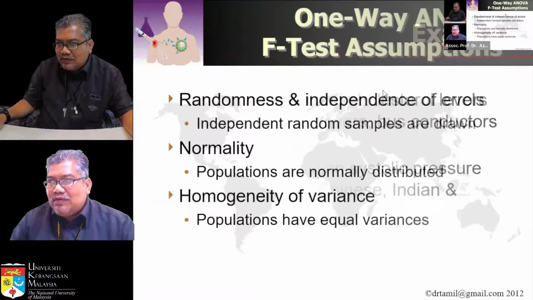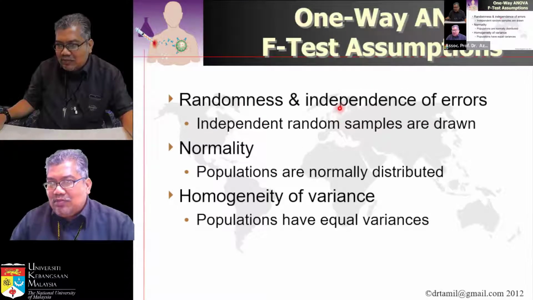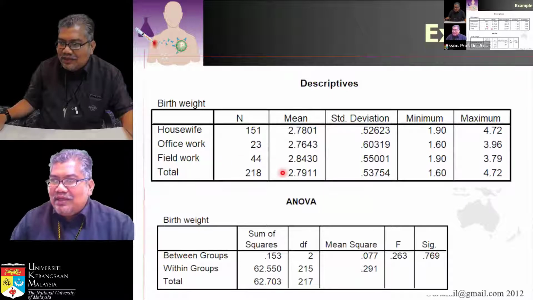I need to go fast. So basically, same thing: normally distributed, homogeneity of variances. Okay, so here's the example: the birth weight of babies. You can see if you are a housewife, the baby is bigger compared to you working in the office. But of course, the biggest baby is for those working as rubber tappers, in the paddy fields. So your babies are bigger and healthier.